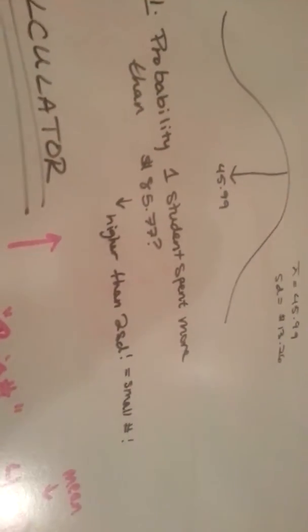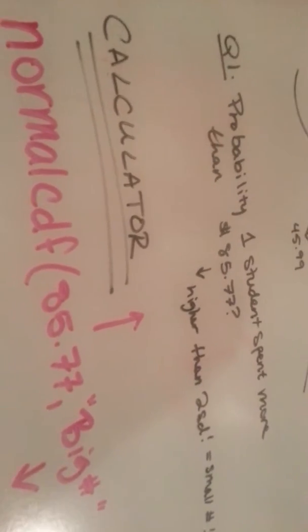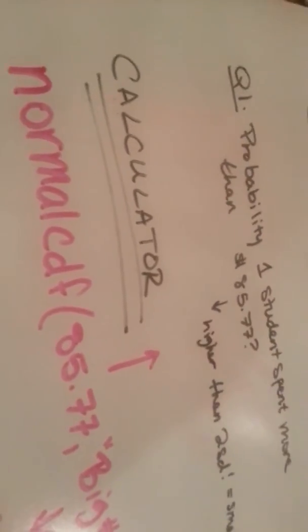Okay, so you know it's going to be higher than 2 standard deviations, which means it's going to be a smaller number. So you're going to pull out your calculator, and you only need a TI-83 or more, but I'm going to show you the TI-83 Plus because that's what I have on me.